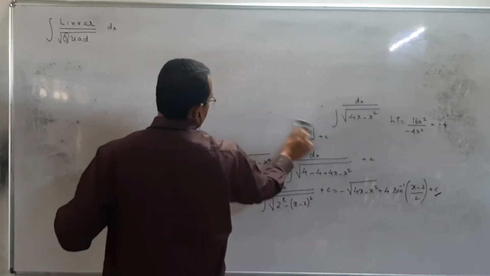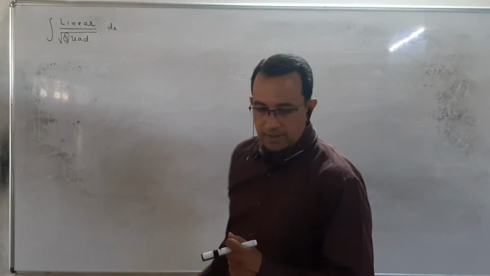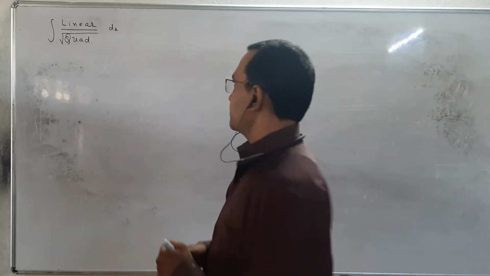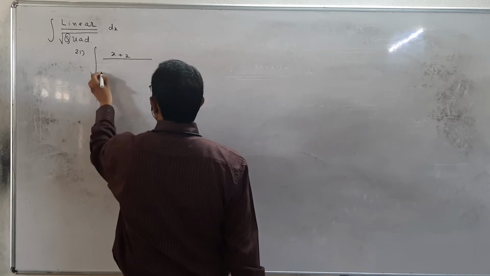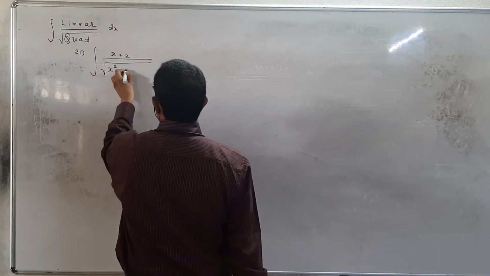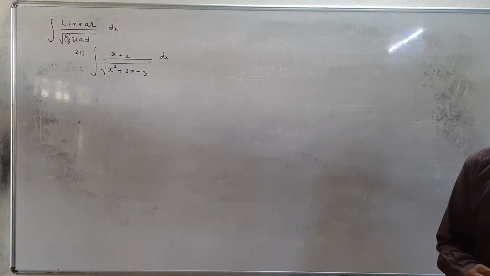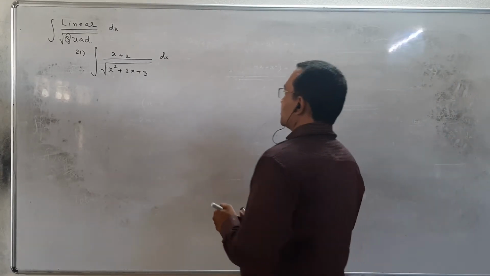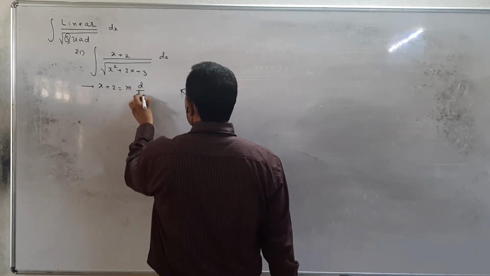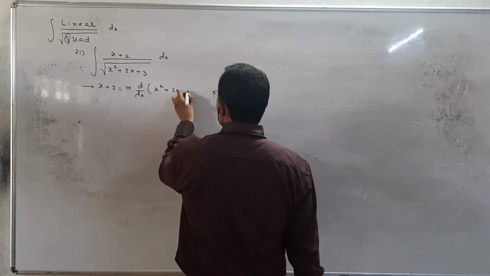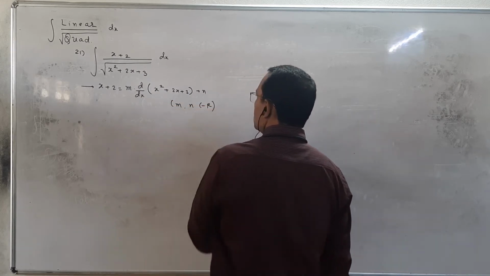Sum number, students, 21. It is x plus 2 upon under root x square plus 2x plus 3. Okay. Integration of x plus 2 upon under root of x square plus 2x plus 3 dx. Okay, same concept. Linear is equal to m into d by dx of quadratic plus n, where m, n belong to R.